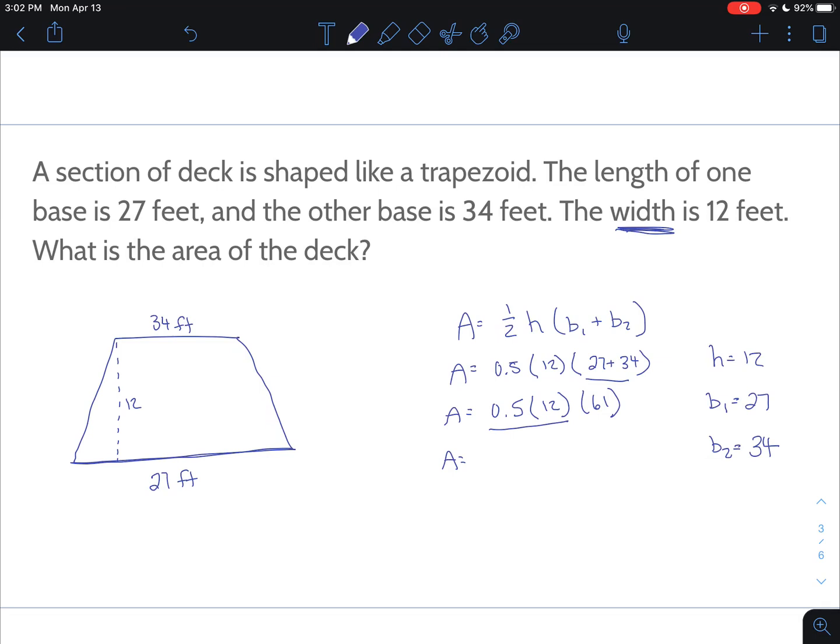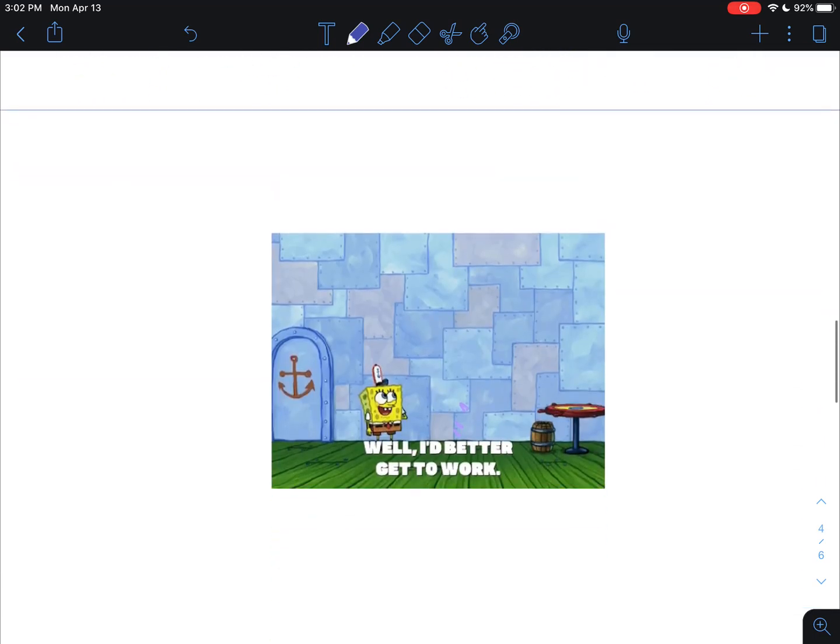Now we're just going to multiply left to right. 0.5 times 12, or 1/2 of 12, is 6. So you have 6 times 61, and you should get 366 square feet. Okay, that's it for area of trapezoids.